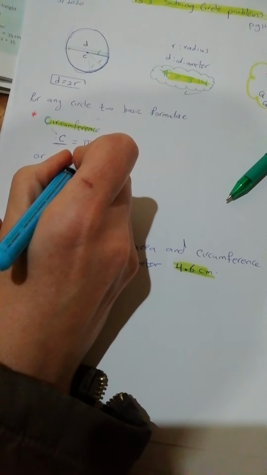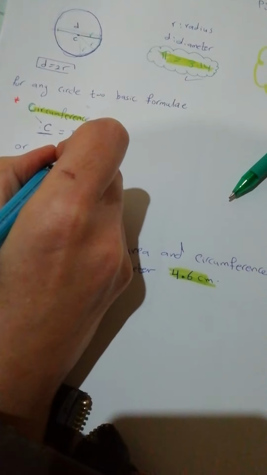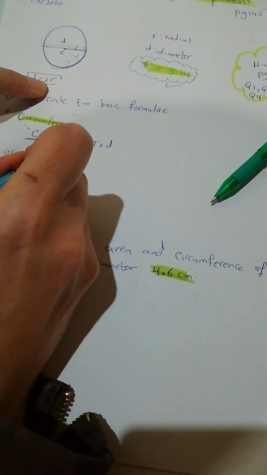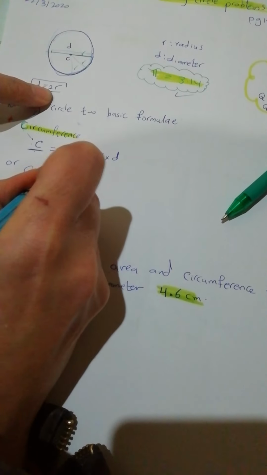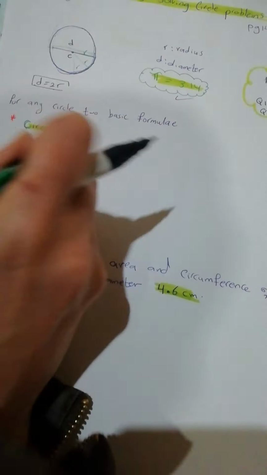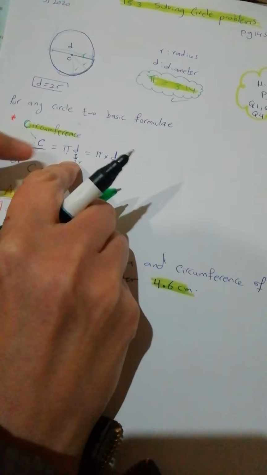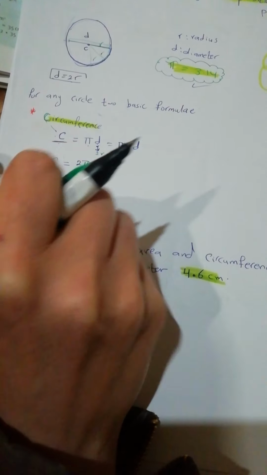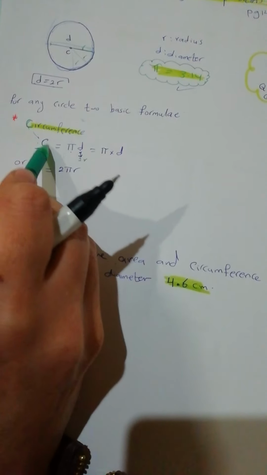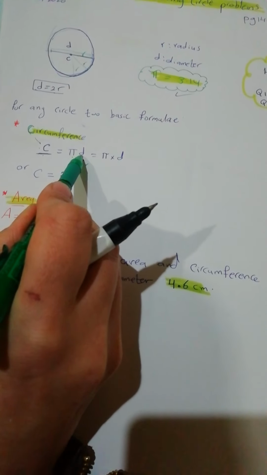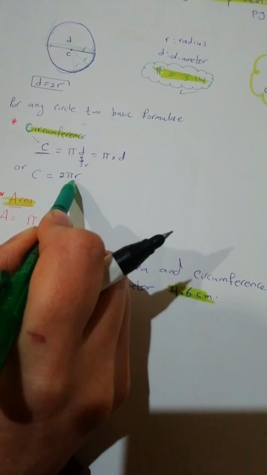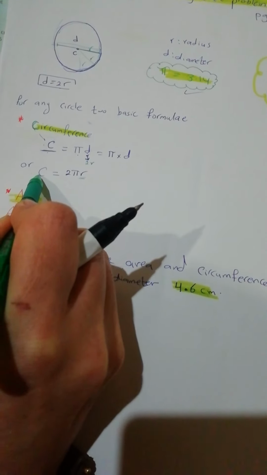Now if you substitute D by 2R, because the diameter is a double of radius, the formula becomes pi times 2R, rearranged in the standard way, 2 pi R. So there are two formulas for the circumference: pi times diameter, or you can use the radius to find the circumference.